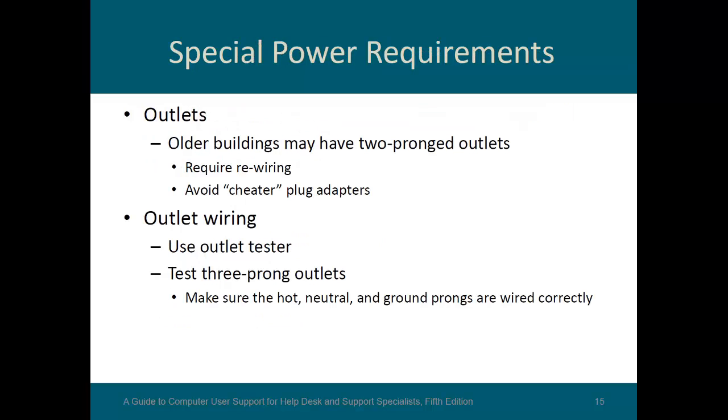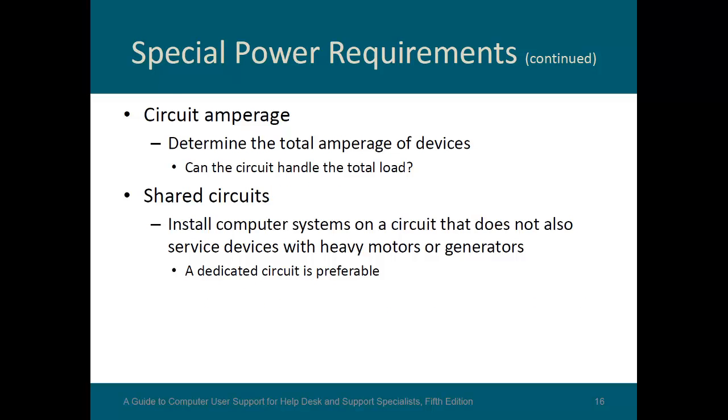Outlets in older buildings may only have two-pronged outlets. It might have to be rewired. You have to use an outlet tester. Test the three-prong outlets. Make sure that they're all wired correctly. Sometimes low-end power strips have some of the wires backwards, and a tester will help make sure that those wires are in correctly before you plug in your computers.